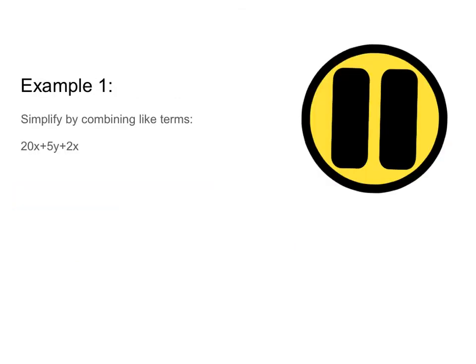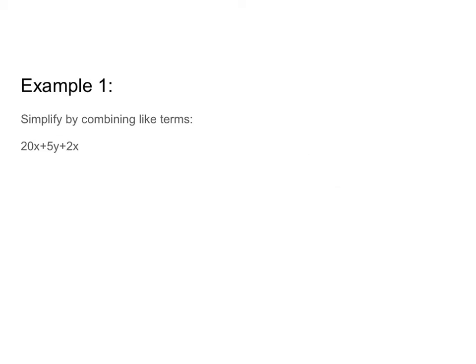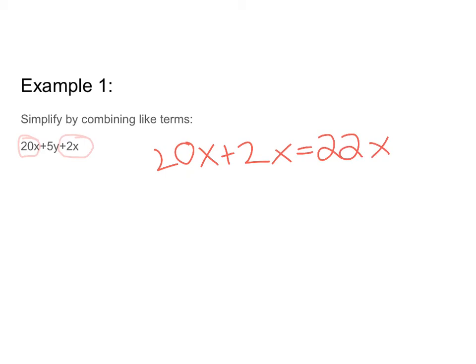All right, it's example time. So now I want you to try to simplify this expression, 20x plus 5y plus 2x. Pause now. All right, so the first thing we want to do is we want to look for any terms that are similar. So the 20x and the 2x are both x's. So that means that we can combine 20x plus 2x to get 22x.